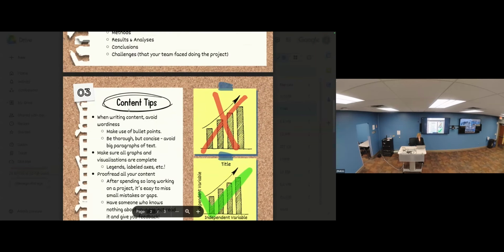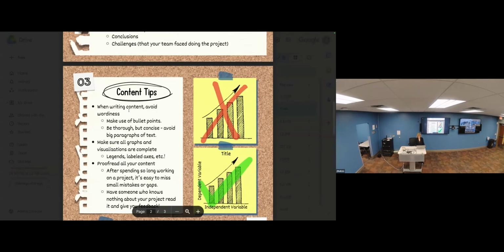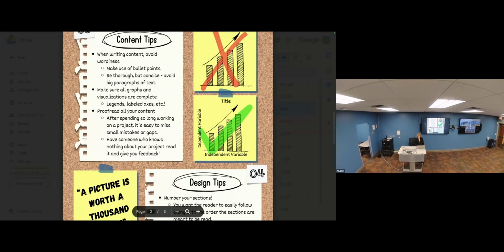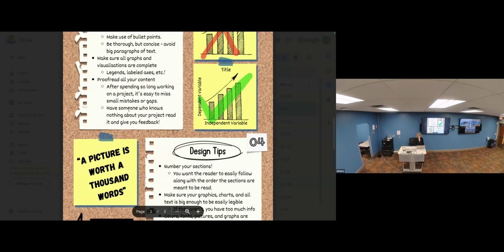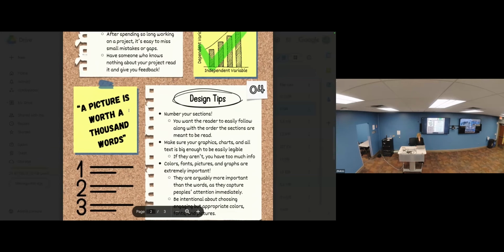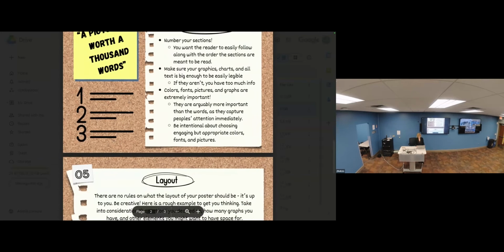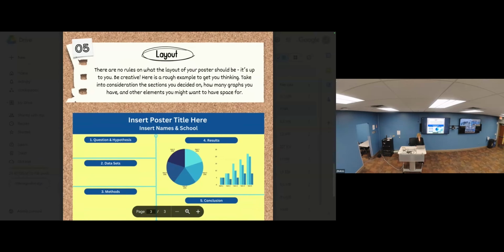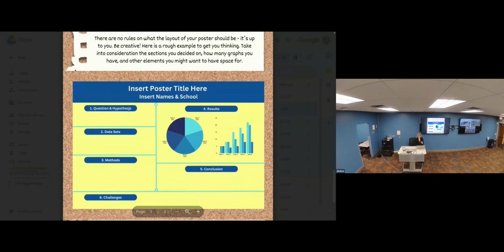And then content tips. What would work really well for showing data? So it suggests showing graphs. A picture is worth 1,000 words. Design tips. Again, trying to keep it very straightforward. Giving an example of a layout. So potentially numbering the sections.